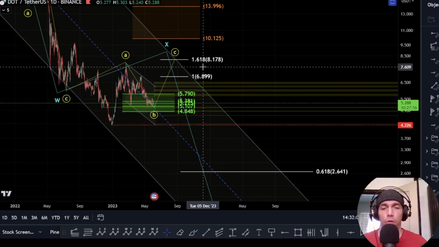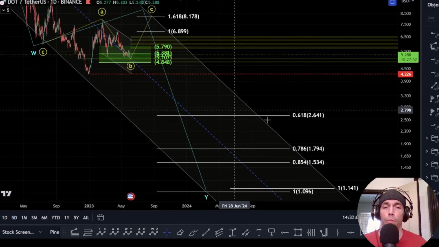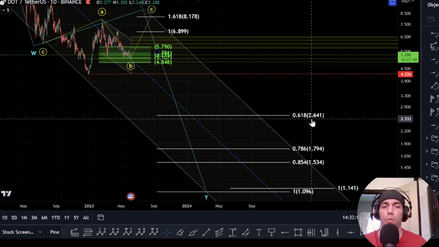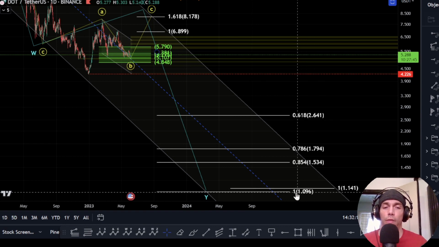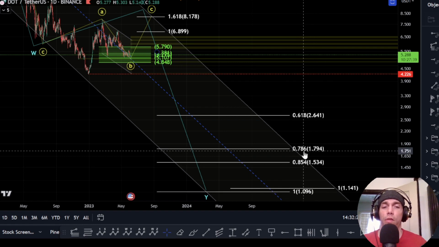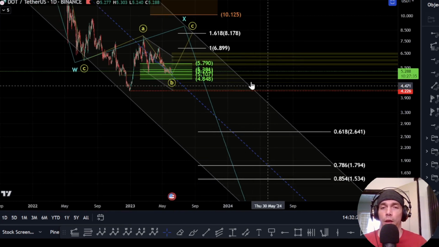Now if we had to push up towards that 1.618, what we could then see is the potential for a move down towards this zone of the 0.618 as a minimum, which would be here at 2.64, and then this 1-to-1 area here would be 1.09. Now there is the 0.854 here at $1.53, and the 0.786 at $1.79 as well. That would be worth keeping an eye on here.